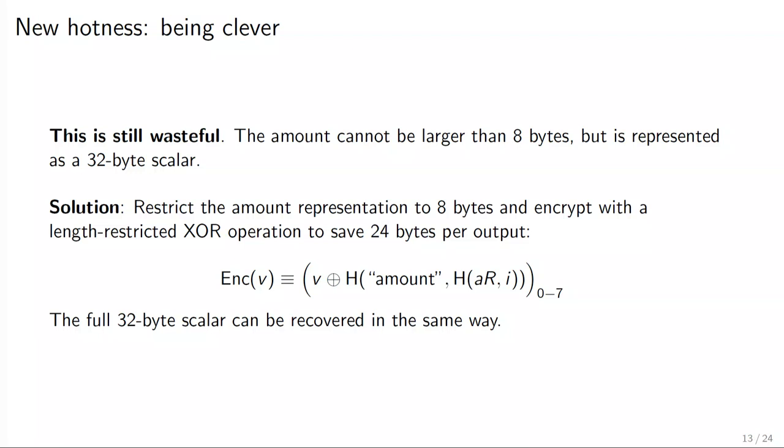So the solution here, instead of this obfuscation and sending 32 bytes that really represents an 8-byte amount, is to restrict the representation of the amount to its known fixed limited value of 8 bytes, and then obfuscate it using an XOR operation to save this padding of 24 bytes per output. And if you care, that's roughly how we do it mathematically. And the recipient can basically undo this with an equivalent XOR operation and recover it into the full 32-byte scalar that you need to do math with later on. So, if you like math, there it is.